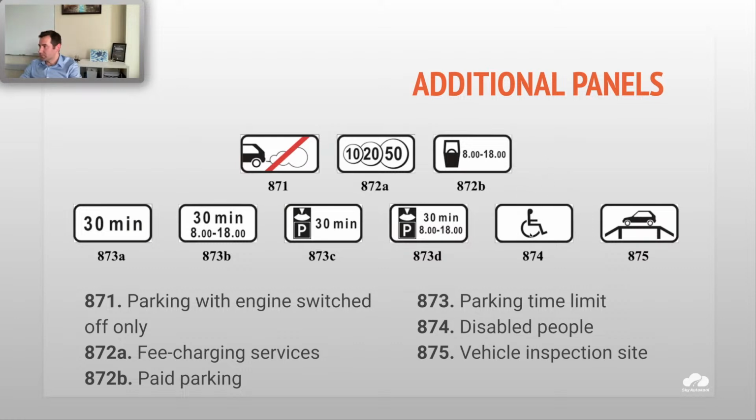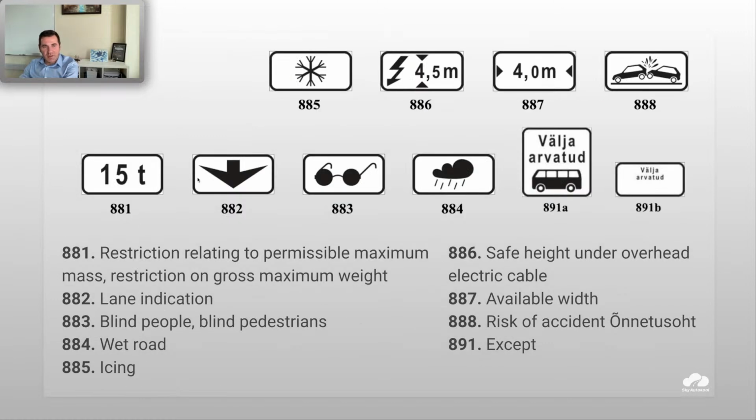So after the park, you need to put on your clock. And if there is some time limitation, definitely you have to use it all the time. You have to use this special clock, put it on the dashboard, because otherwise, even if you left your car only for 5 minutes, it can be hard to prove that later, so you will get a penalty for that. Also some other signs: restriction related to the permissible maximum mass, this one 881.